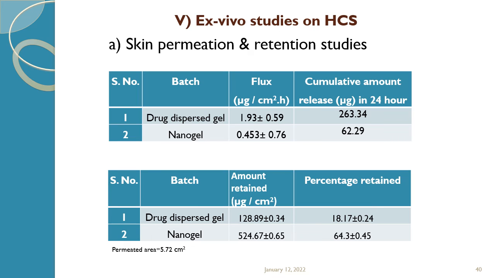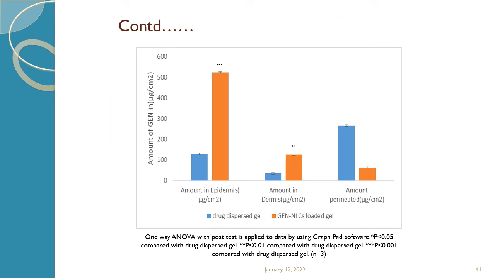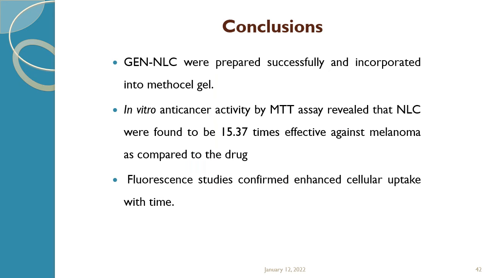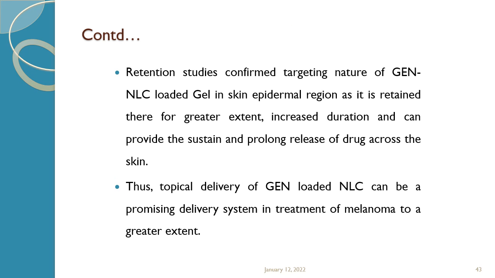And ex vivo studies have shown that the release of drug from the nanogel is less, and the retention in the epidermis is more. So this nanogel will be best for treatment. So in conclusion, we can see that in vitro anti-cancer activity was enhanced 15.37 times, and retention of the genistein loaded gel in the skin epidermal region is very high as compared to the normal drug dispersed gel.